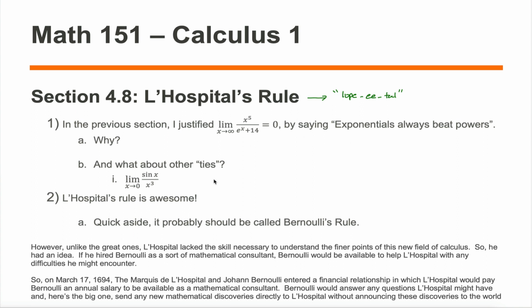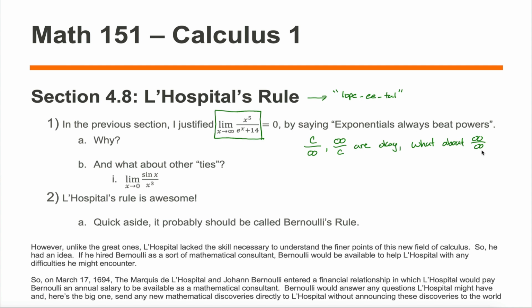L'Hopital's rule is pretty great. So for example, maybe you remember in the previous section I gave you this limit: the limit as x approaches infinity of x to the fifth power divided by e to the x plus 14. And this is kind of a strange limit to evaluate because as x gets really large, the top of this fraction gets really large, but the bottom of this fraction also gets really large because e to the x gets really large. We know what happens, loosely speaking, when we have a constant divided by something that gets really large, and we know what happens, again, loosely speaking, when we have a number that gets really large divided by some constant. But in this case, the top and the bottom are getting arbitrarily large.